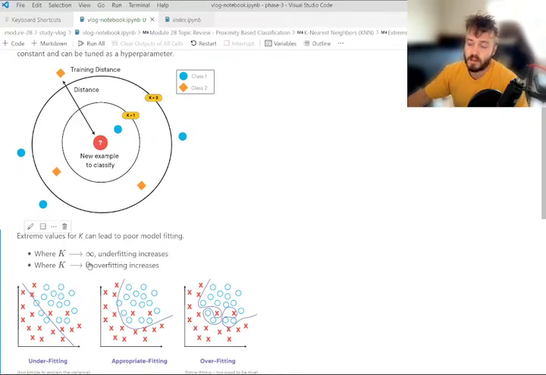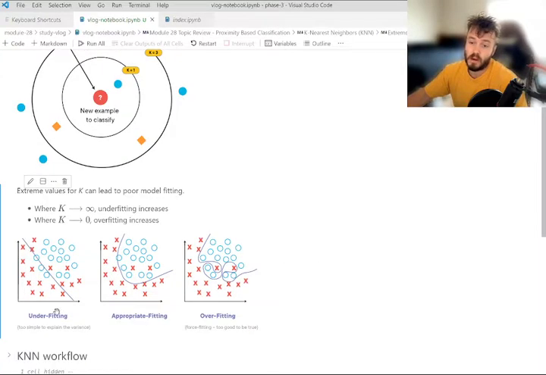You usually start with some arbitrary value for K, and then you explore how different statistics about the model improve or worsen as you change the value for K. But generally speaking, as K increases toward infinity, it's going to lead to underfitting like this, where you're not drawing a distinct enough boundary between the two groups that you're trying to classify between, right?